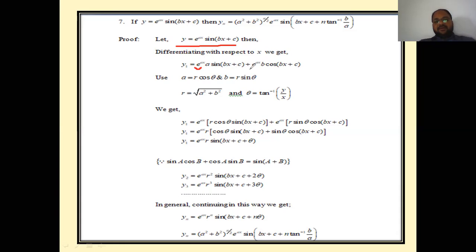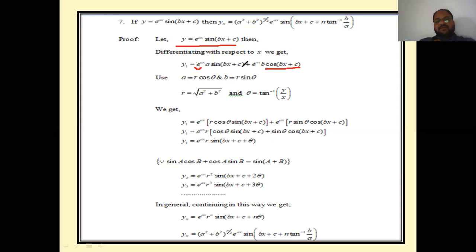Okay, now plus the first function keeping as it is. This is our first function. Now take the derivative of the second. So we know what the derivative of sine is. It is cosine. What is the angle? bx plus c. And the derivative of this bx plus c is b. So we get the first derivative y1 is equal to e raised to power ax a sine of bx plus c plus e raised to power ax b cos of bx plus c. This is the product rule for this exponential and trigonometry.